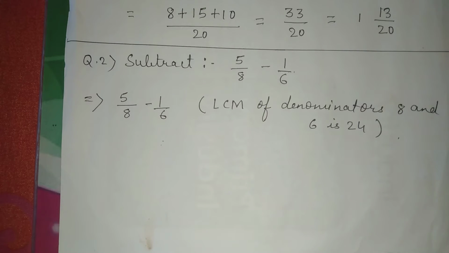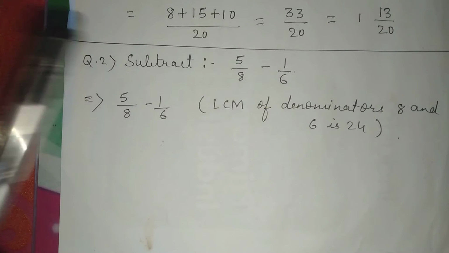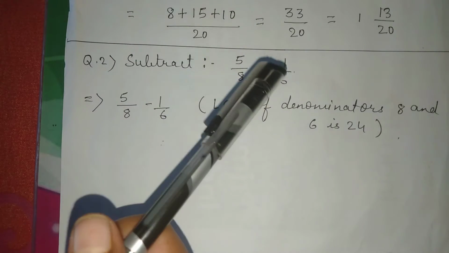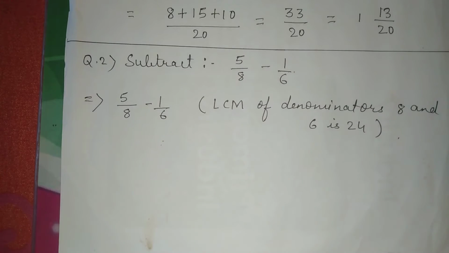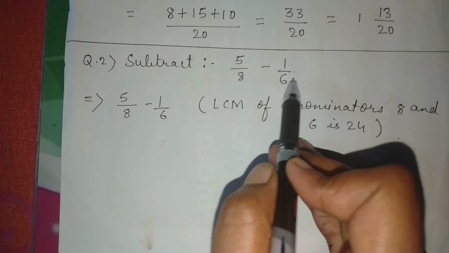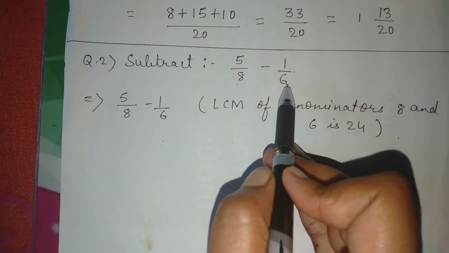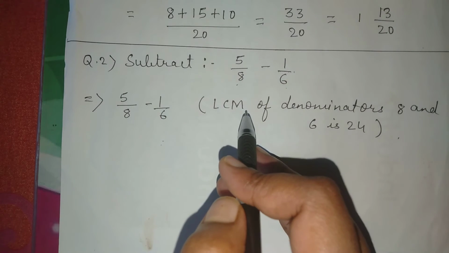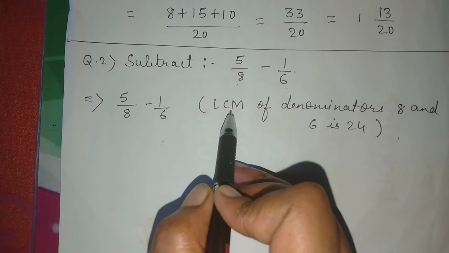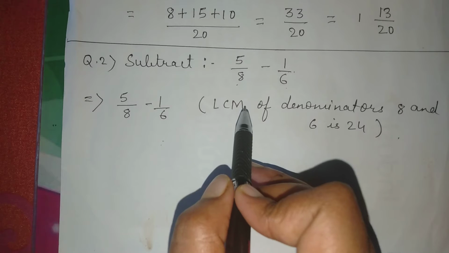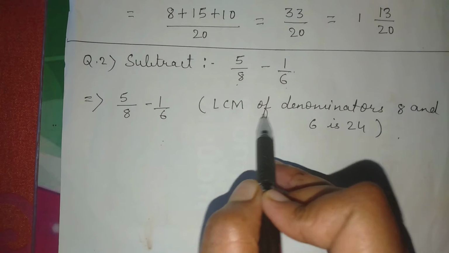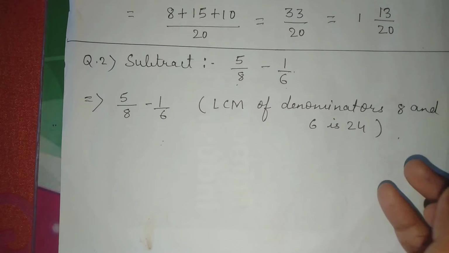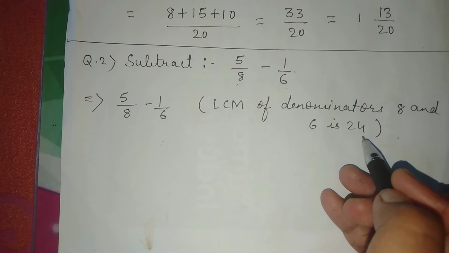So here is our next example. Subtract 5 by 8 minus 1 by 6. Again, you will see different denominators. Here it is 8 and here it is 6. So for making them the same, we need to take out the LCM of the denominators. So the LCM of the denominators 8 and 6 is 24.